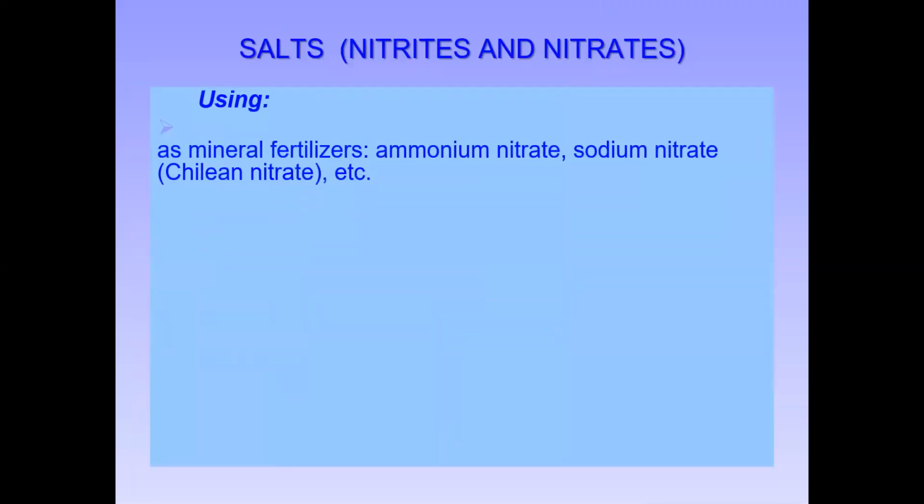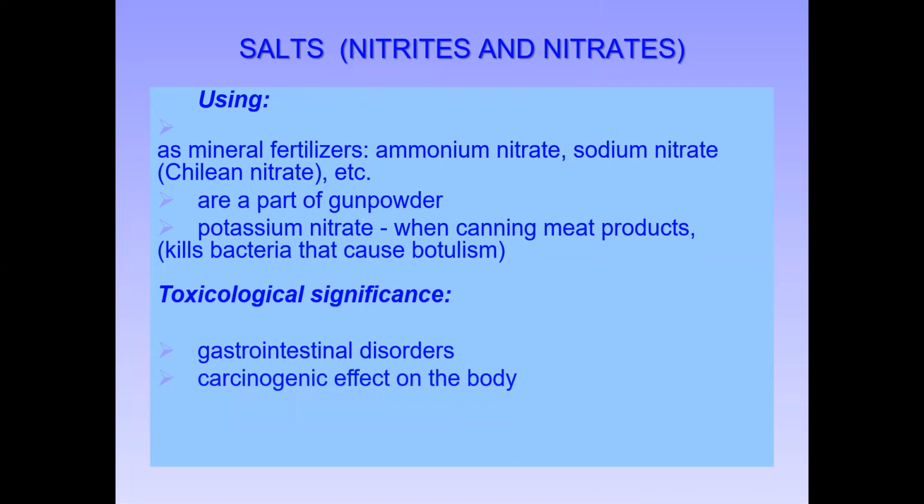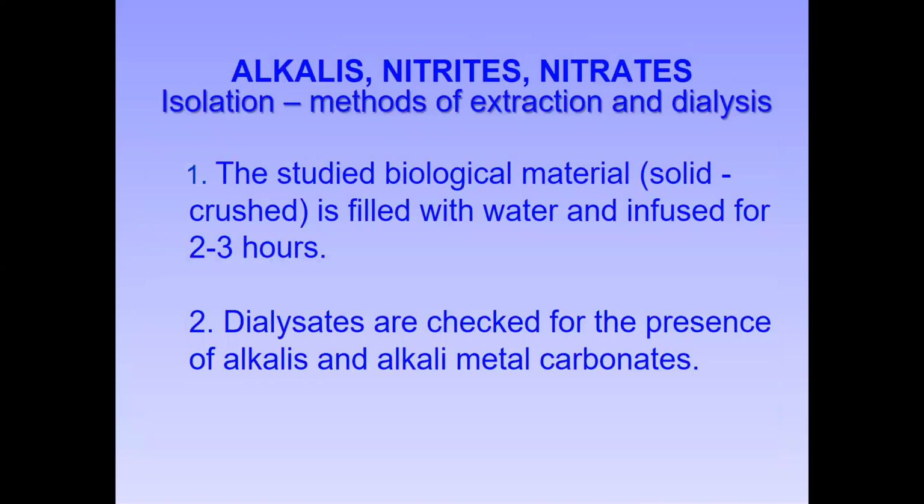Salts, nitrites and nitrates, are used as mineral compounds, for example, potassium nitrate when canning meat products. It kills bacteria that cause botulism. Toxicological significance: gastrointestinal disorders, carcinogenic effect on the body. The main methods of isolation of alkalis, nitrites, and nitrates are extraction and dialysis or their combination.